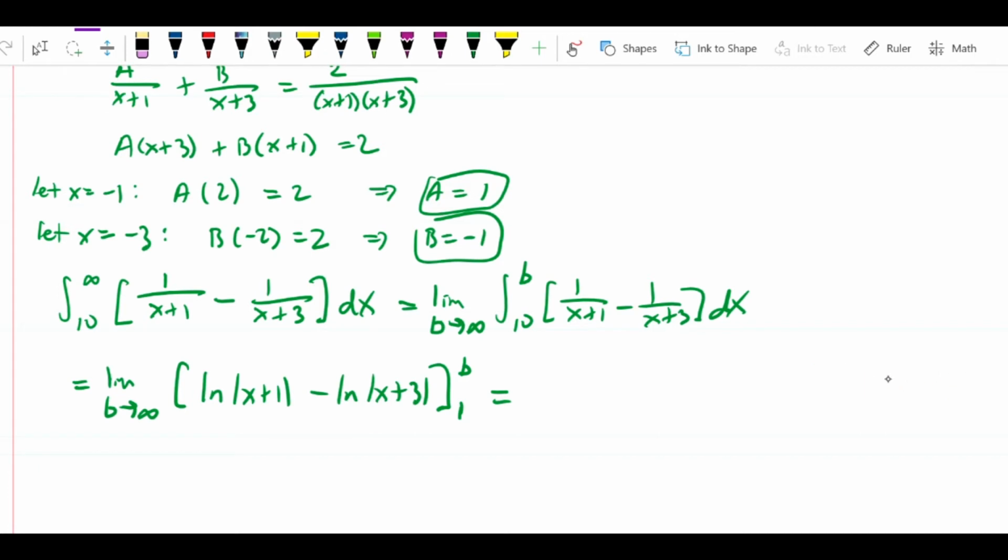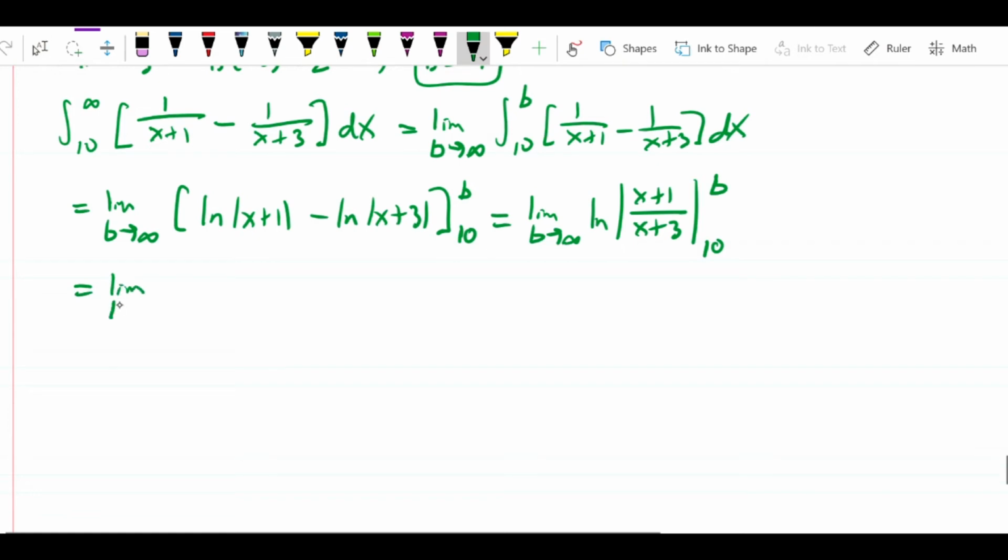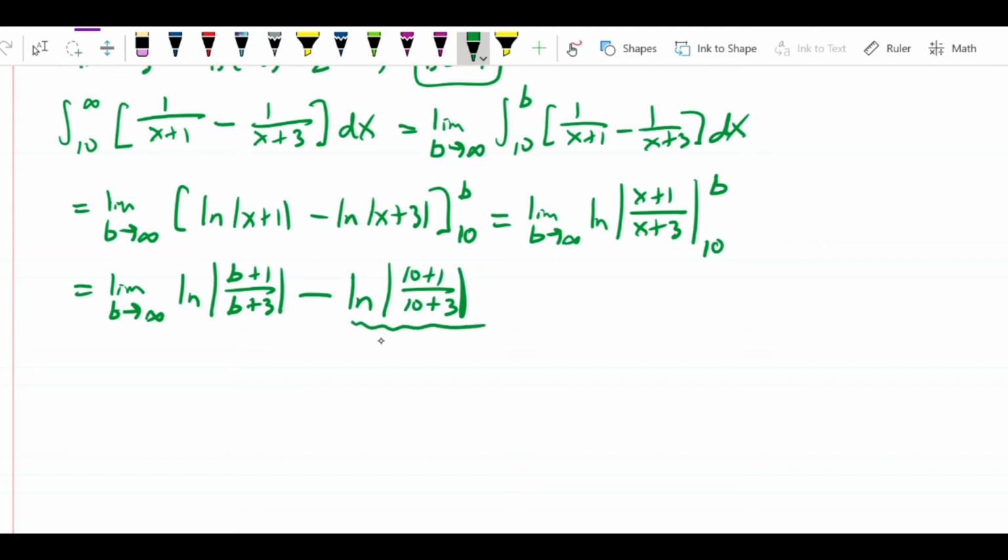So we can do that even with these more complicated expressions, and this is going to be the limit as b approaches infinity of ln of (x plus 1) over (x plus 3), and we're going to let that go from 10 to b. So this is going to equal the limit as b approaches infinity of ln of (b plus 1) over (b plus 3) minus ln of (10 plus 1) over (10 plus 3). Now, this last term is a constant. In other words, this is just going to be ln of 11 over 13.